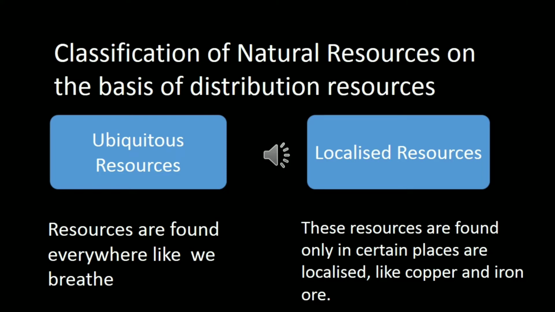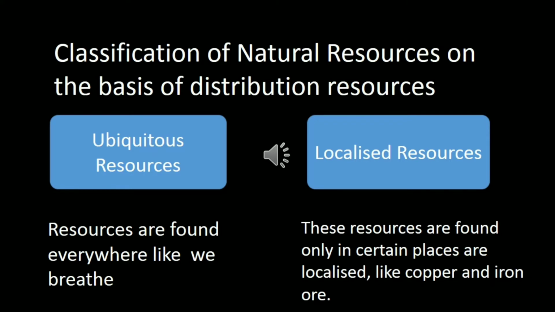And localized resources are found only in certain places, like copper and iron ore. You can't say that uranium is found in most parts of Maharashtra, because it is localized. Uranium you can find in Ladakh, or in Tamil Nadu. Or coal is found in Maharashtra. So these are the examples of localized and ubiquitous resources.